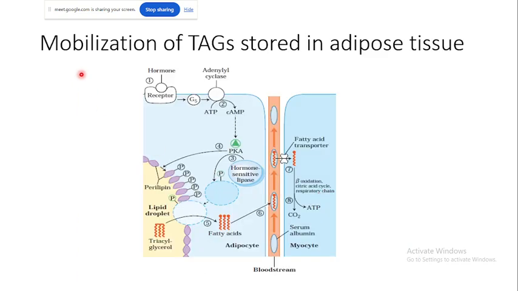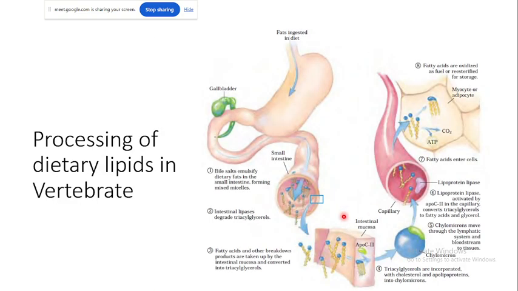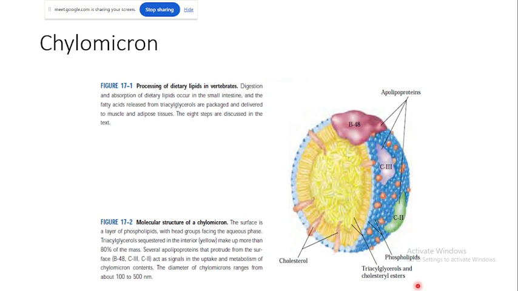So now, the mobilization of the TAG stored in the adipose tissue, as we saw here. I think the chylomicron is clear because it is made up of apolipoprotein, cholesterol, and the triacylglycerol. This is the molecular structure. There are three apolipoproteins, there are phospholipids, there is cholesterol, and there is triacylglycerol. This triacylglycerol, this yellow portion, is packaged into this chylomicron. So the purpose is so that it can travel, right?